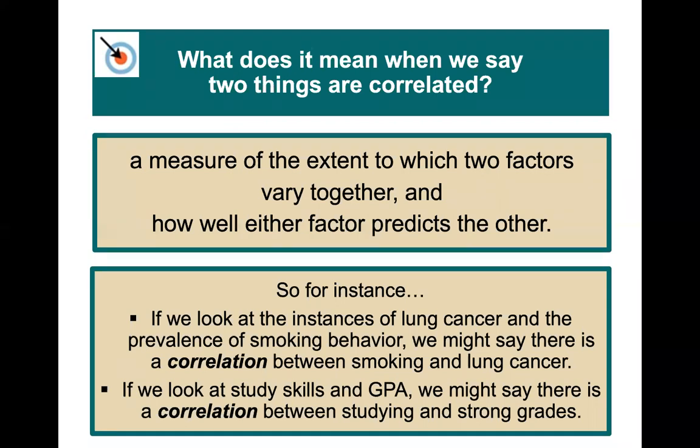So for example, if we look at the instances of lung cancer and the prevalence of smoking behavior, we could see that there's a correlation between smoking and lung cancer. As individuals smoke more frequently, the incidence of lung cancer happens more frequently. If we look at study skills and GPA, we may say there is a correlation between studying and strong grades. As individuals study more, there's a tendency for them to have higher grades. Of course, none of these correlations are usually ever perfect correlations.